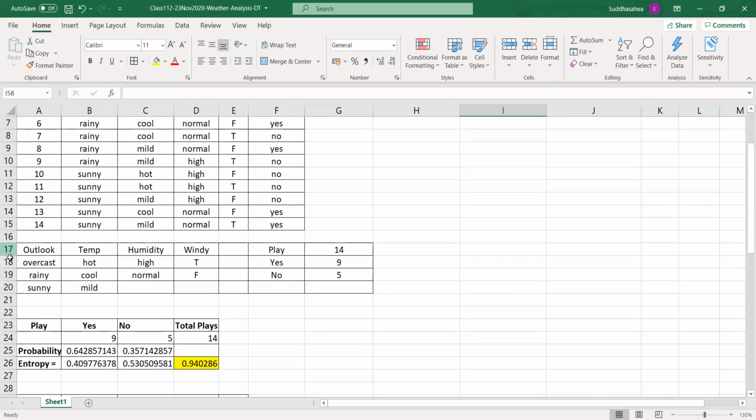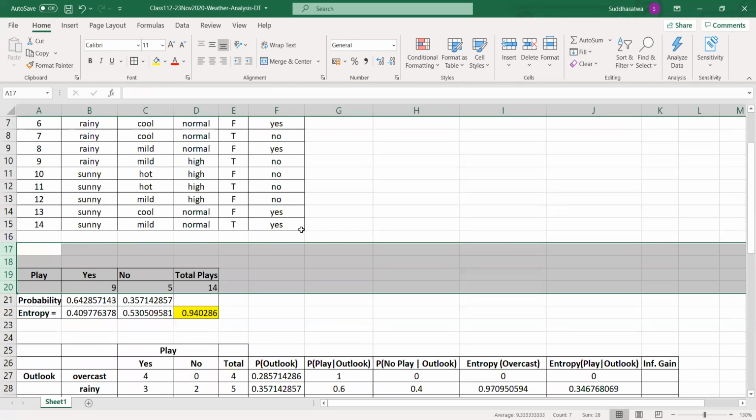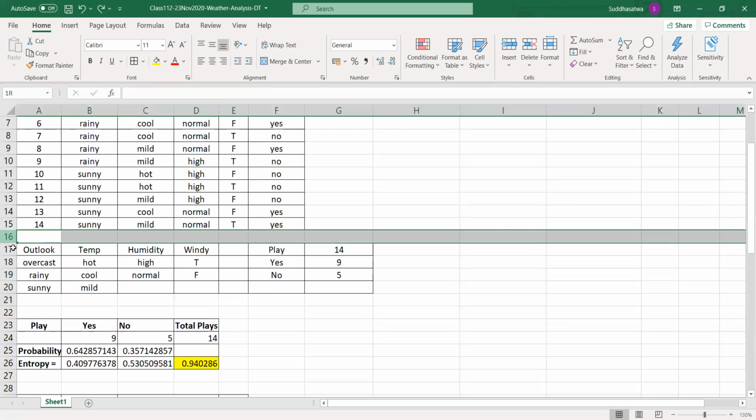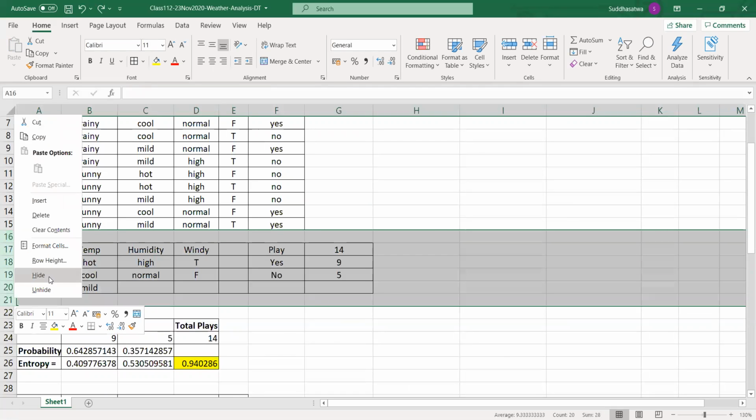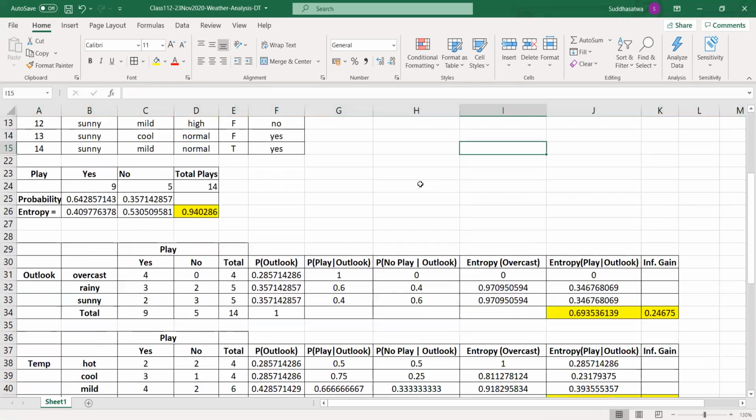Maybe we can also hide this part because, oh, sorry. Rather than hiding, I did a deletion. Fine.